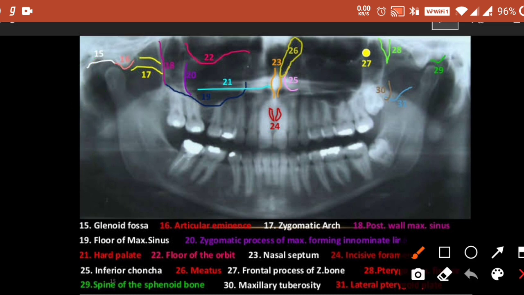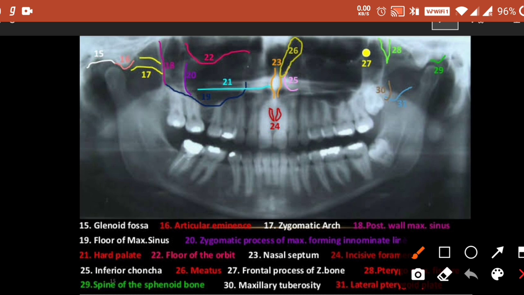Let's start with number 15, which is your glenoid fossa, also known as the mandibular fossa. It is a concave and depressed area of the temporal bone, and it is a concave radiopacity superior to your mandibular condyle, as you can see. Here, number 16 is your articular eminence. On the radiograph it appears as a rounded radiopaque projection of the bone located anterior to your glenoid fossa. Then comes the zygomatic arch.